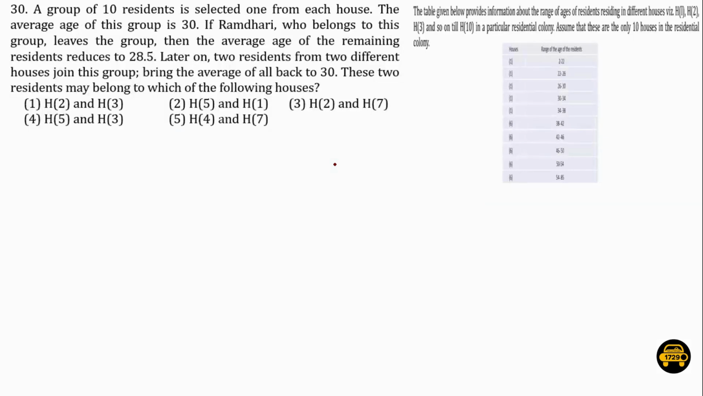Now, let's have a look at the question. So the first question says a group of 10 residents selected one from each house and the average age of the group is 30. So there are 10 houses and one from each house is selected and the average age of the group is 30. That means the total age of the group will be 30 into 10 and that will be 300.